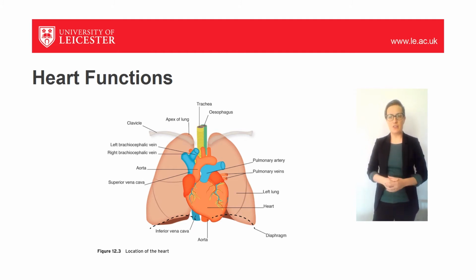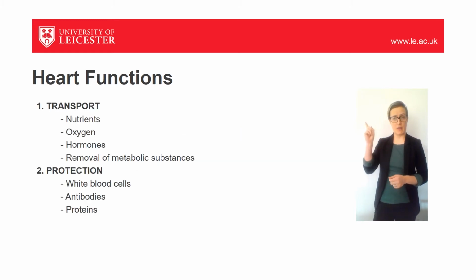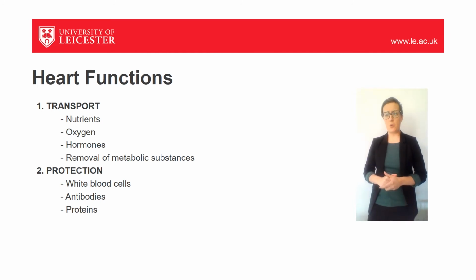So the cardiovascular system is made up of both the heart and the blood vessels, but also the blood itself. And it's got 3 main functions. And the first one is transport. So it's transporting oxygen, nutrients, and hormones to cells throughout the body, and it also removes metabolic wastes from our body as well, such as carbon dioxide and nitrogenous wastes.